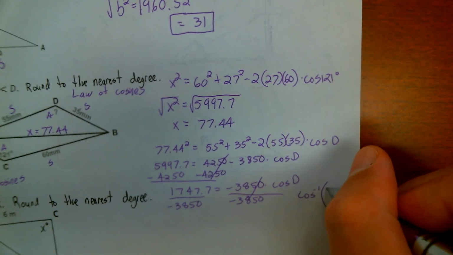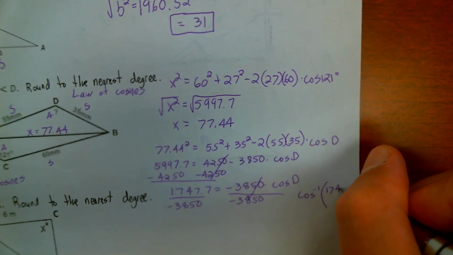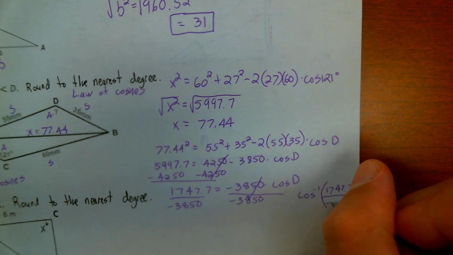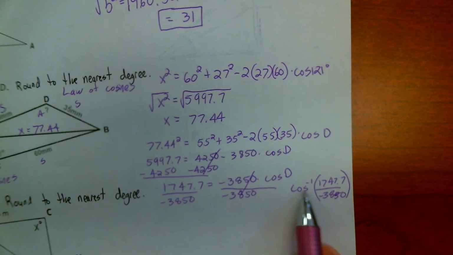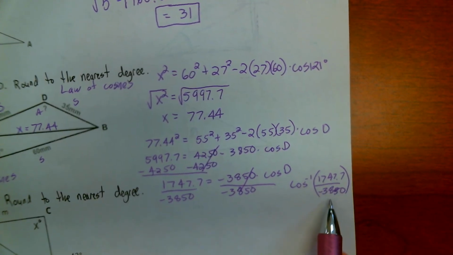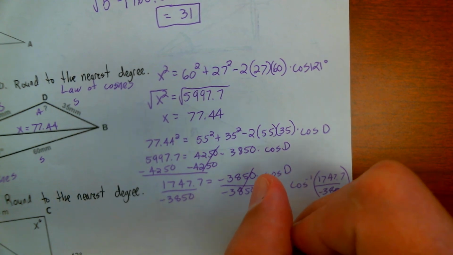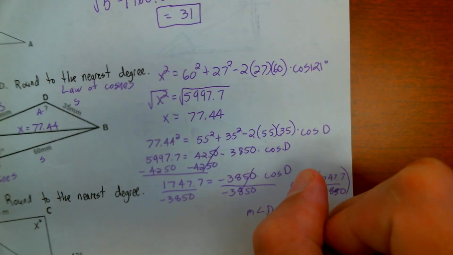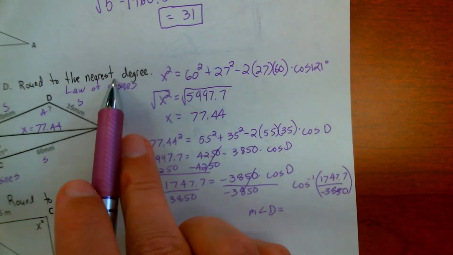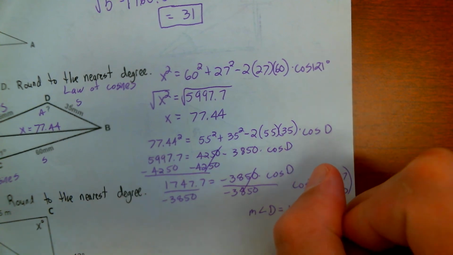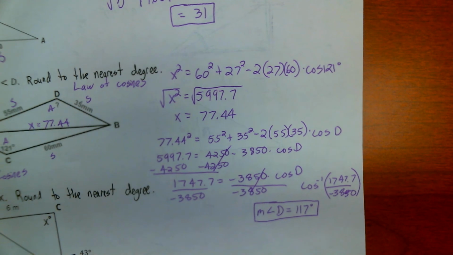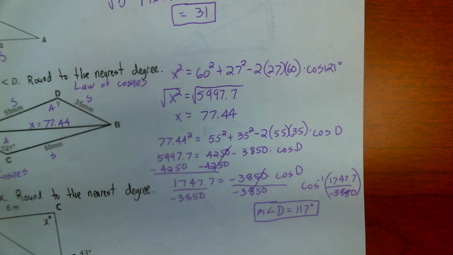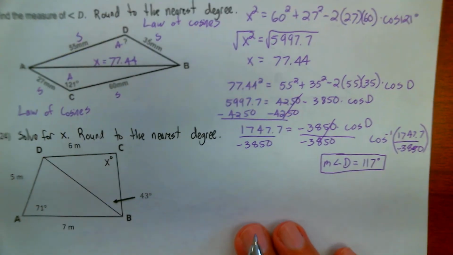The 1747.7 number over the negative 3850. If you do the inverse cosine of that number over the negative 3850, you get the measure of angle D comes out to be, and we're rounding this to the nearest degree, so this actually rounds to 117 degrees.